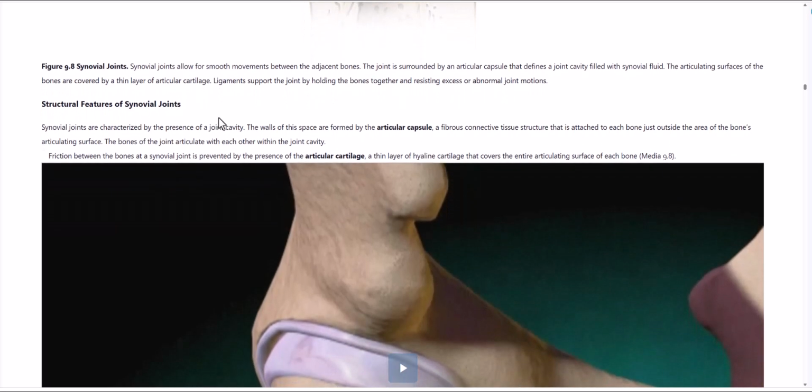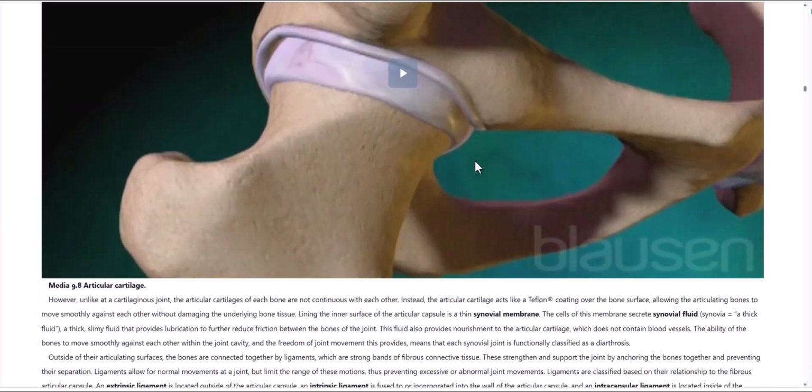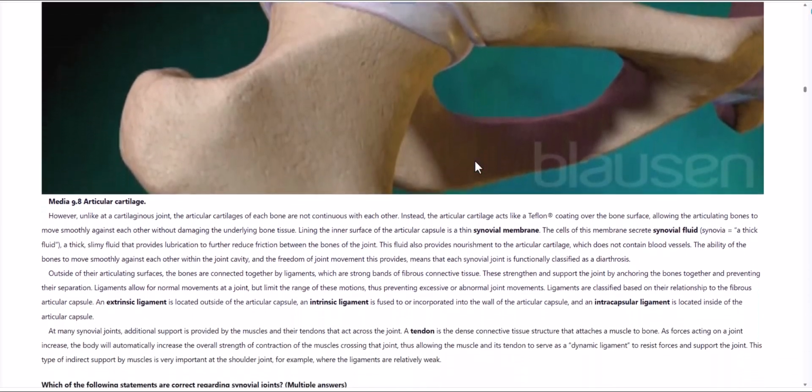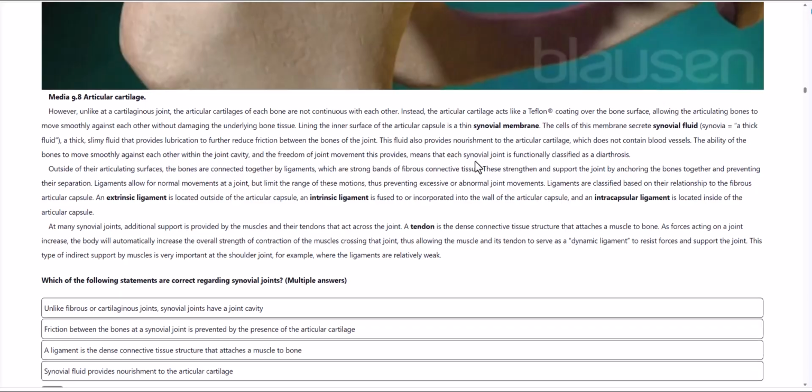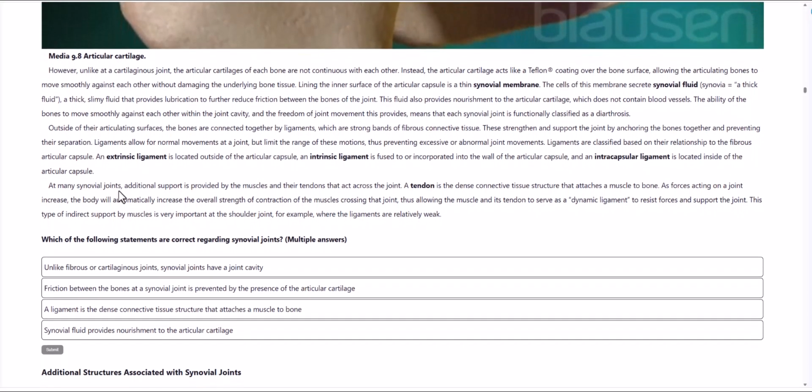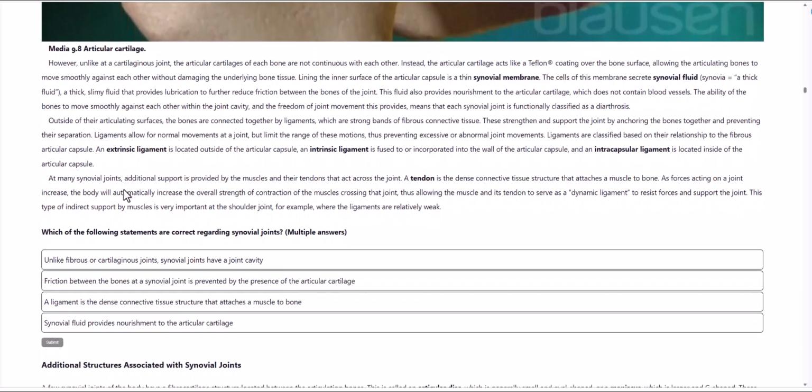So, synovial joints have that capsule around it. It's fibrous connective tissue. And within that, again, we're going to have the articulating cartilage. We're going to have that synovial fluid in there as well. Many of your synovial joints are rather complex. We'll be looking at the knee, we'll be looking at the shoulder, we'll be looking at the elbow, we'll be looking at a couple of other joints as well.